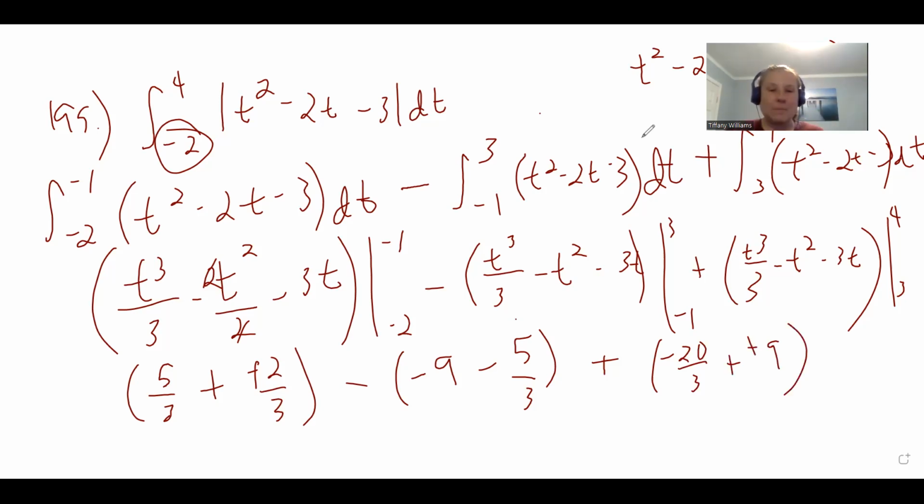So our statement's going to end up being, that does not look like a plus. That looks like an F, doesn't it? So that's a plus 2/3. So I'm going to do 5/3 plus 2/3, which is 7/3, minus whatever -9 minus 5/3 is, and then plus whatever -20/3 plus 9 is. If you do all that math, you do end up with a positive 46/3.